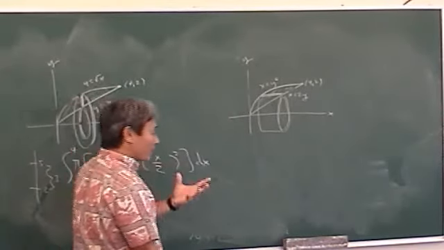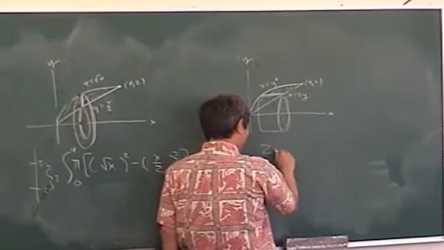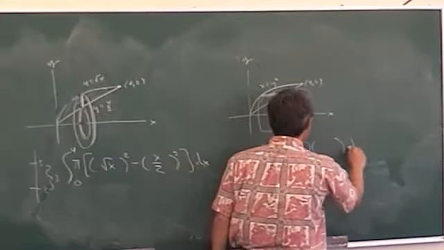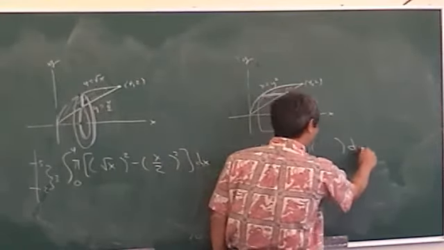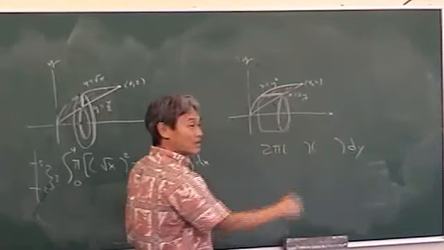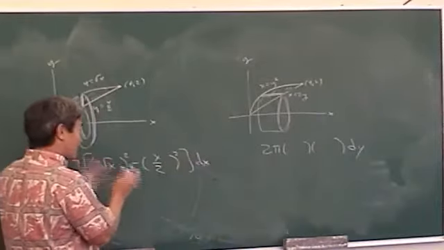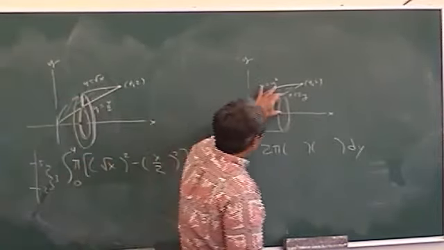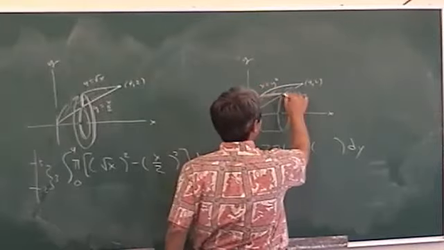Okay, now what's the formula for shell? 2 pi radius height dy. dy, because you drew the rectangle. See, the rectangle tells you everything. It's the rectangle. Okay, here is the radius of the shell right here.